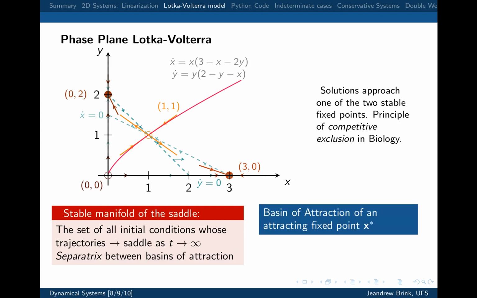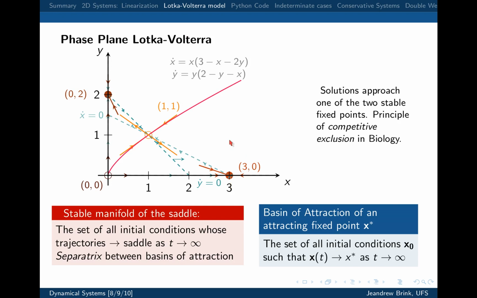Right, so the basin of attraction of an attracting fixed point x is mathematically defined as the set of all initial conditions x0 that approach a particular fixed point as t approaches infinity. So in other words, anything that you start that eventually ends up at this fixed point is in the basin of attraction of that fixed point. So in this example, it's everything below the purple line. And in this example it's everything above this purple line.